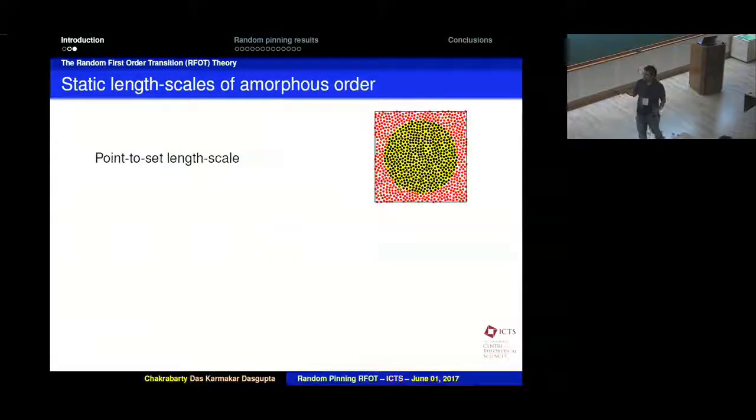And so what is the static length scale? There are various ways to calculate the static length scale. The most popular one is the point to set length scale. You saw a similar plot in the previous talk. So what you do is you freeze particles outside a spherical cavity and see if the region inside the cavity can forget its initial configuration, and the minimum size required for the supercooled liquid to forget its initial configuration gives you the static length scale.